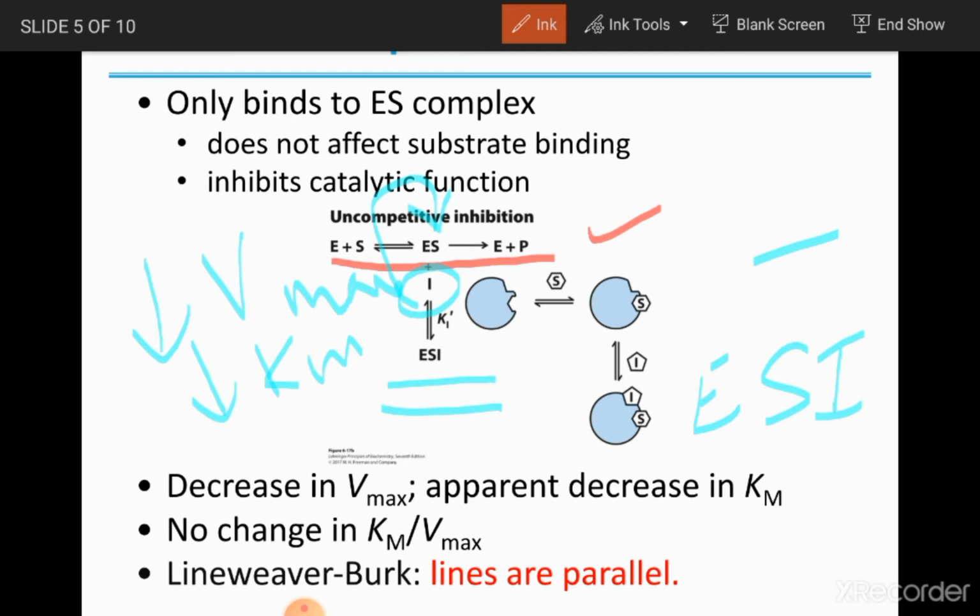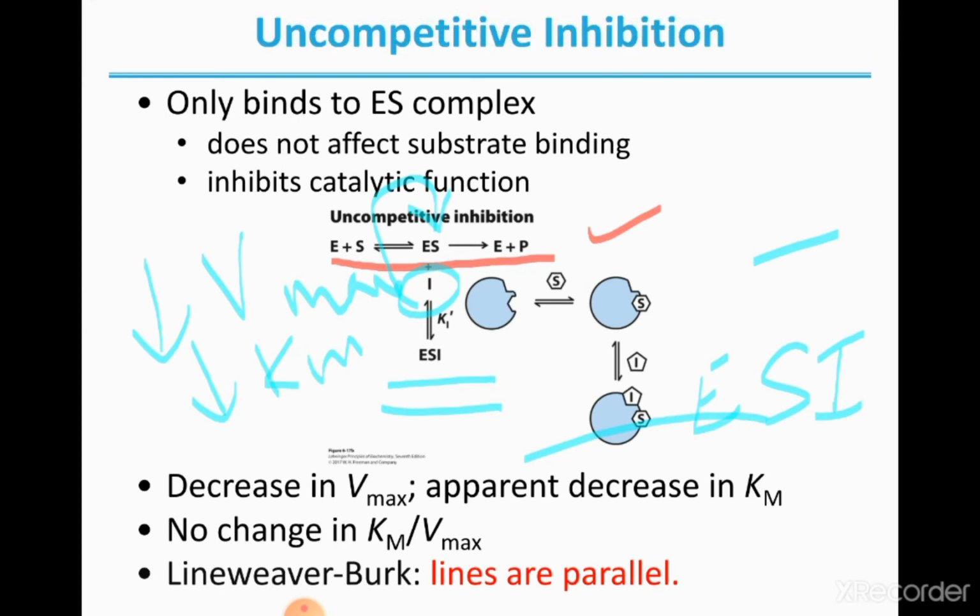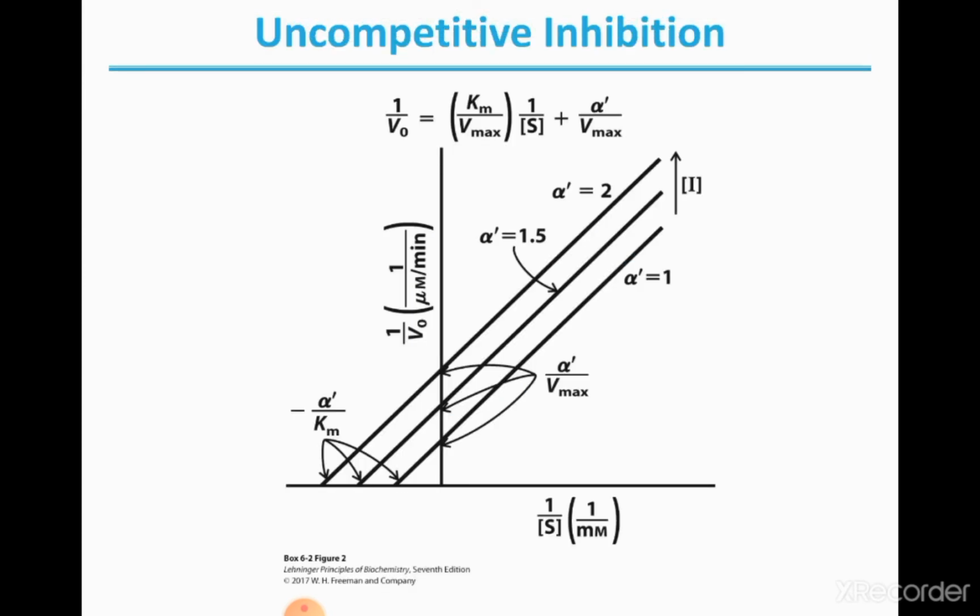And Lineweaver lines are parallel. There we saw the intersection on the y-axis in case of competitive inhibition, and here you can see the lines are parallel in case of uncompetitive inhibition.